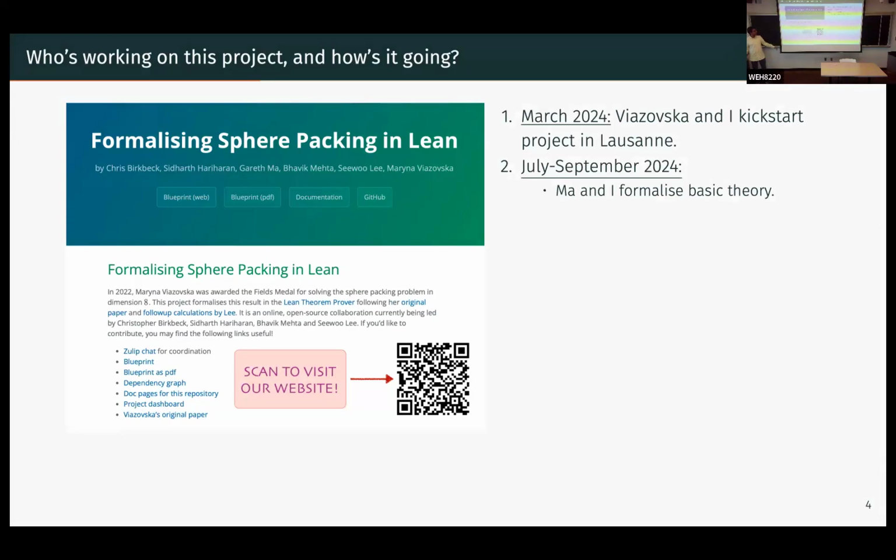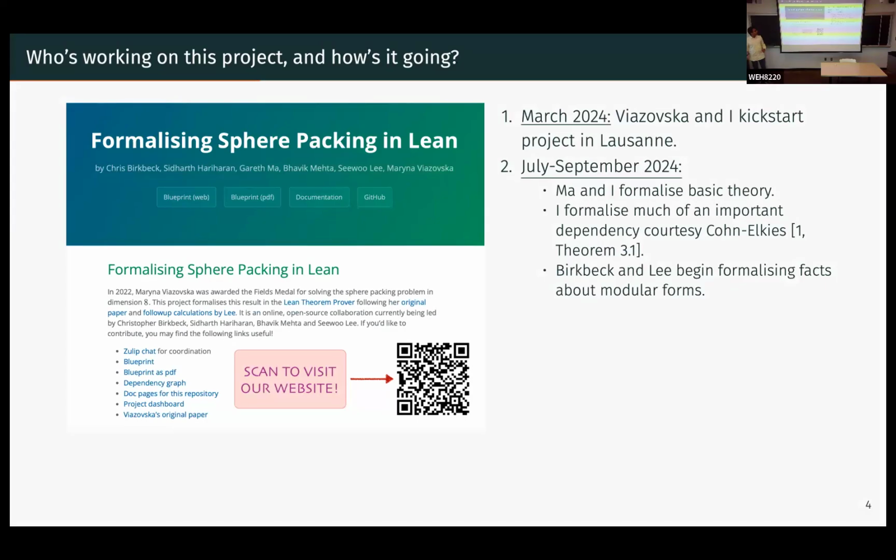Between July and September, Gareth and I worked on formalizing sphere packing theory. We developed the theory of sphere packing density. We developed all of these ideas and lemmas that make it easier to compute the density of the sphere packing, especially for periodic packing, because there are some simplifications there. I also worked on formalizing an important dependency that I will talk about in a moment.